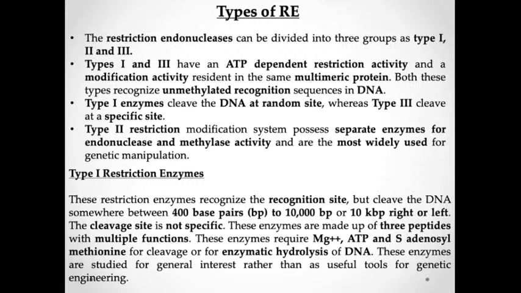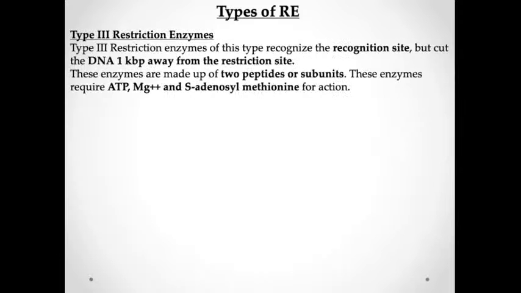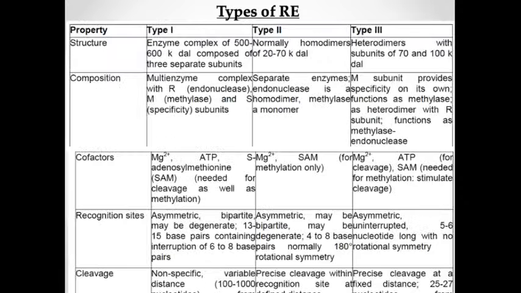So how many types of restriction enzymes do we have? Restriction endonucleases can be divided into three groups: type 1, 2 and 3. Type 1 and 3 have ATP dependent restriction activity and modification activity, where type 1 cuts at random sites whereas type 3 cleaves at specific sites. On the other hand, type 2 possesses separate enzymes for endonuclease and methylase activity, and is the most widely used for genetic manipulation. So we will not go into detail; whatever we have studied so far is the right way of describing the types of restriction enzymes and their differences.